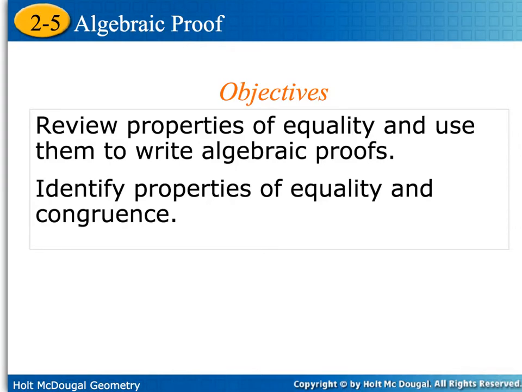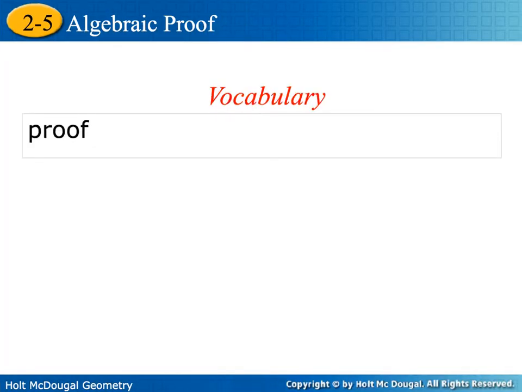All right, so this is our first section where we're talking about proofs, and we're going to start with algebraic proofs. Basically, what we're going to do for this lesson is just do one-step operations, two-step operations, and provide reasoning for everything that we do. So the objective is to review properties of equality and use them to write algebraic proofs, and then identify properties of equality, and the vocab word is going to be proof.